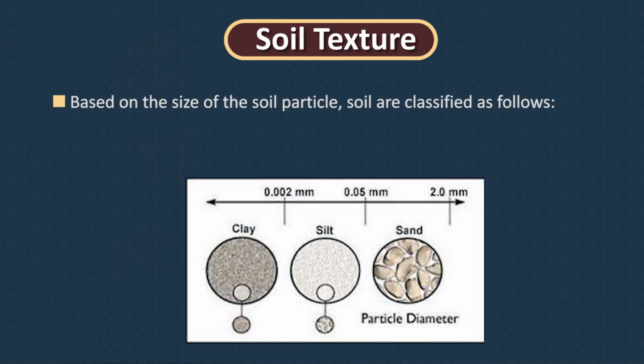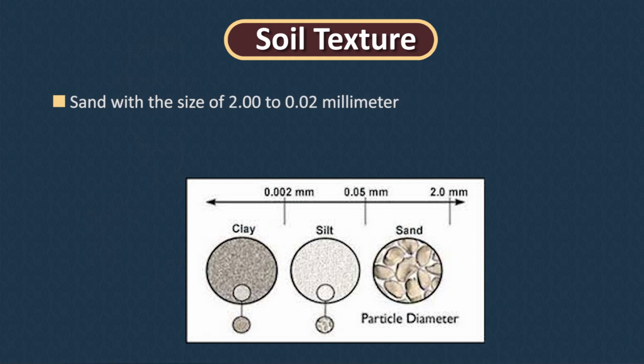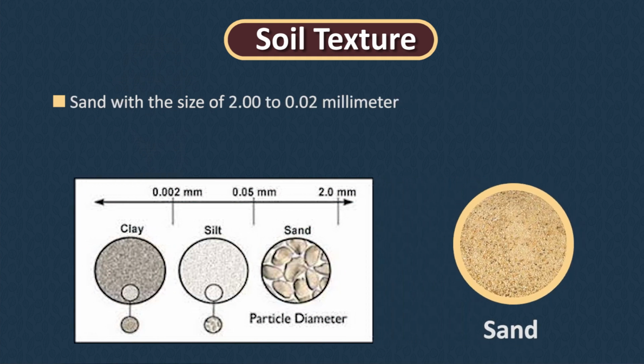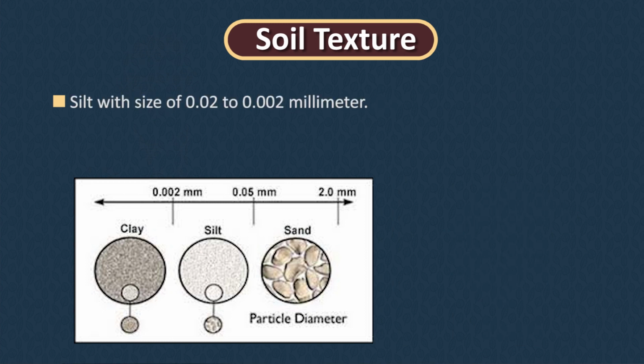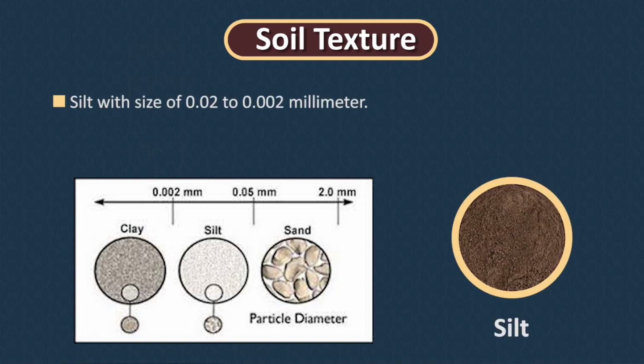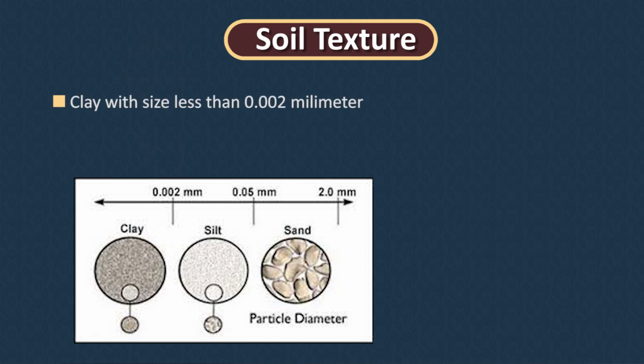Based on the size of the soil particle, soils are classified as follows: sand with a size range from 2 to 0.02 millimeter, silt with a size of 0.02 to 0.002 millimeter, and clay with a size of less than 0.002 millimeter. With varying content of the soil particles or possible combinations, there are 12 different soil textural classes.